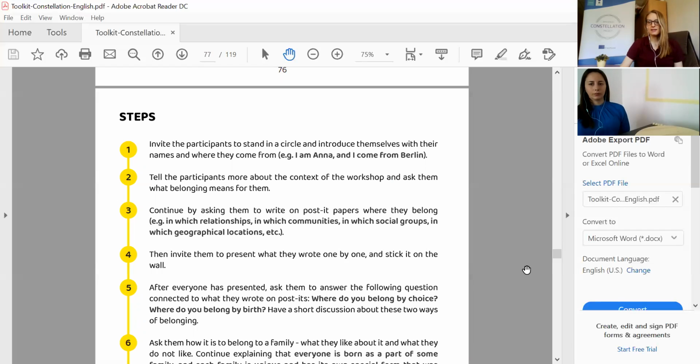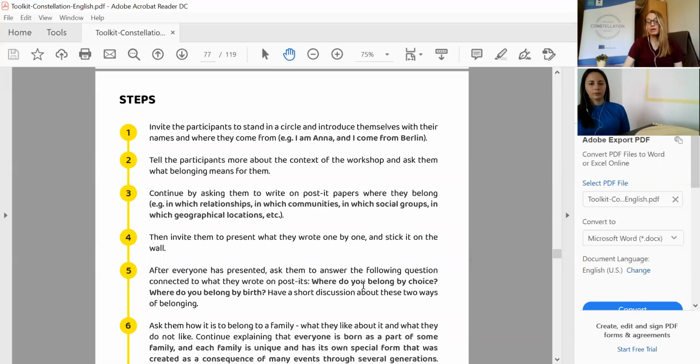So the first step is that you ask the youngsters to create a circle and to say their names and where they belong, where they are coming from, setting some kind of background and the mood of the group. And you can introduce what belonging means to you.